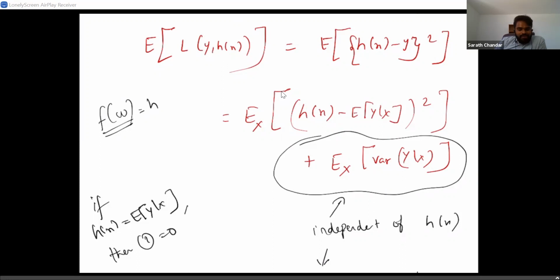And on the other hand, we have the second term, which is just the variance of y given x, and it has nothing to do with h of x. And this is what we call the irreducible error for that particular problem. Okay, so now let's take the first term and further divide this into two more terms.